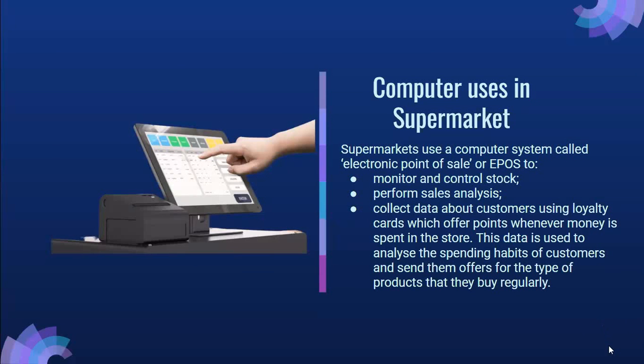Supermarkets use a computer system called electronic point of sale, or EPOS, to monitor and control stock, perform sales analysis, and collect data about customers using a loyalty card, which adds points whenever money is spent in the store. This data is used to analyze the spending habits of customers and send them offers for the type of product that they buy regularly.